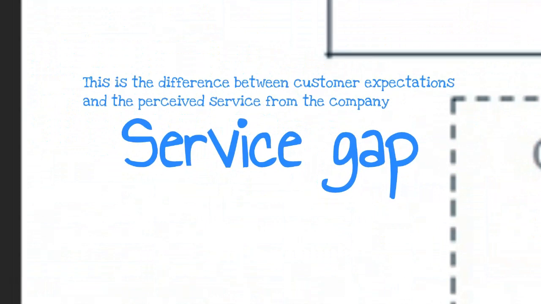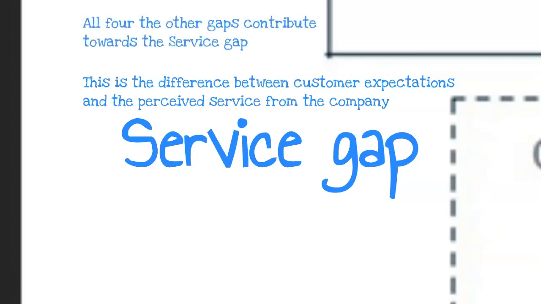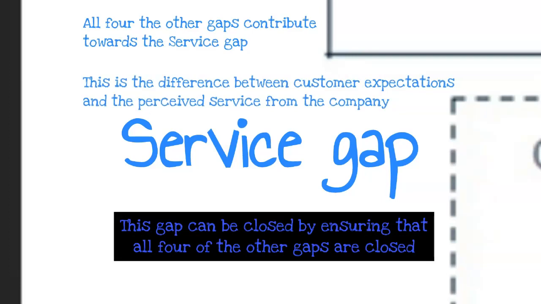And this is the difference between the customer expectations and the perceived service from the company and what ends up being delivered. So a service gap. This is basically a culmination of the 4 first gaps. If you overpromise and you have set standards but don't deliver on that, you don't know what your customers expect, or you deliver a service different to what your customers expect, you will have an overall service gap. So there will be a mismatch and you will lose customers at the end of the day. This gap can be closed by ensuring that all 4 of the other gaps are closed.